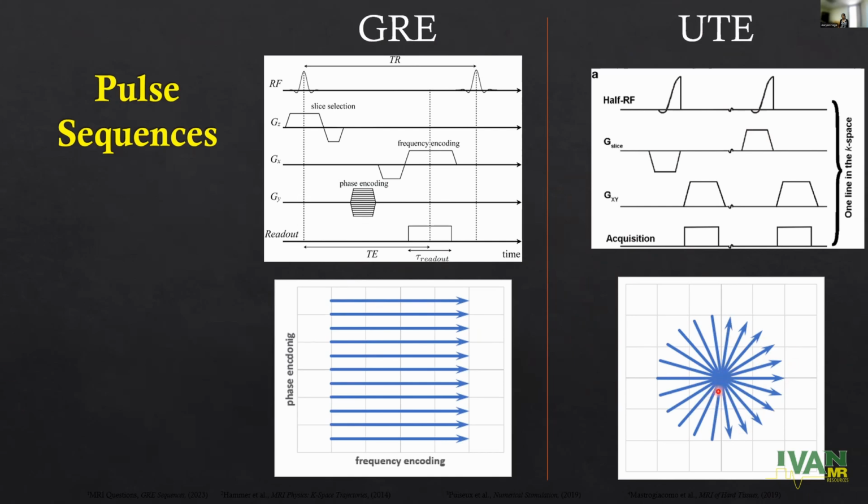As you see here at the center, another advantage with UTE is you're oversampling the center of the K-space, whereas at the periphery, you're undersampling. So what does it mean?